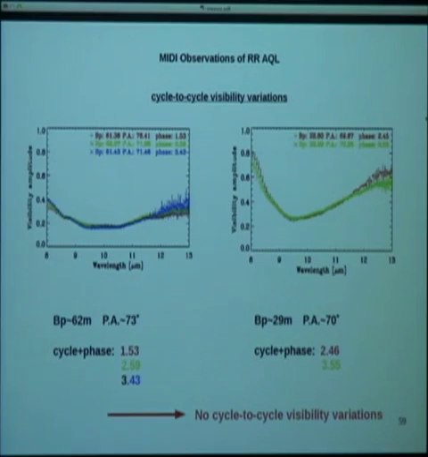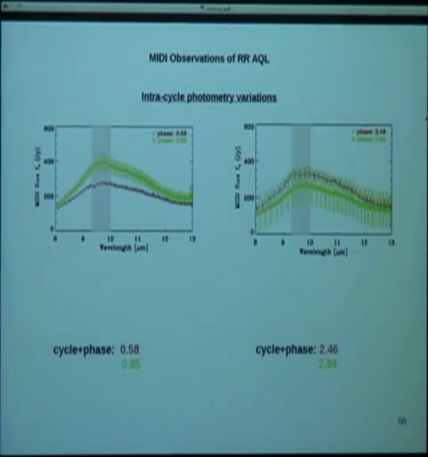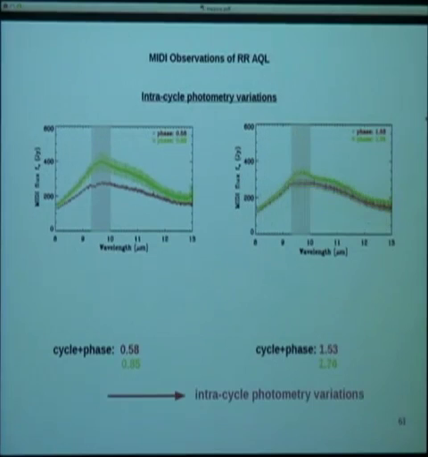So we do not see any variation, any dust creation within the cycle as the phase is changing, and also if we keep the same phase over the cycle with the visibility. So we don't see any dust creation. For photometry, the situation is a little bit different because we do see some variation, but we have to also keep in mind that photometry is not really precise for mid-infrared.